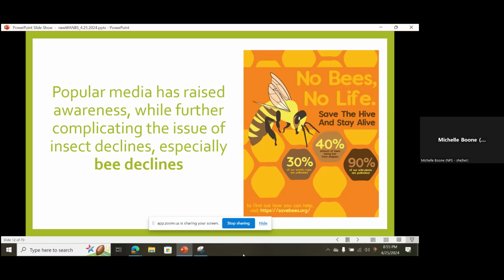And the 90% of our wild plants being pollinated by insect pollinators is also fact-based, but then they throw in this 40% amount of bees being lost from keepers. So now it's bringing in this issue of honeybee colony collapse, which really isn't a conservation issue at all. It's, as you know, an agricultural issue. So there's a lot of this messaging going on. So I really appreciate groups like the Washington Native Bee Society and the Xerces Society, and lots of great groups out there that are really helping with public education around these issues.